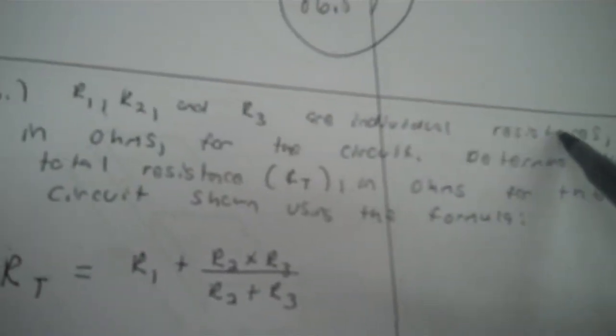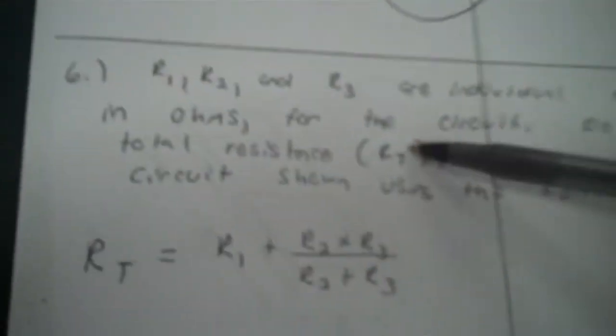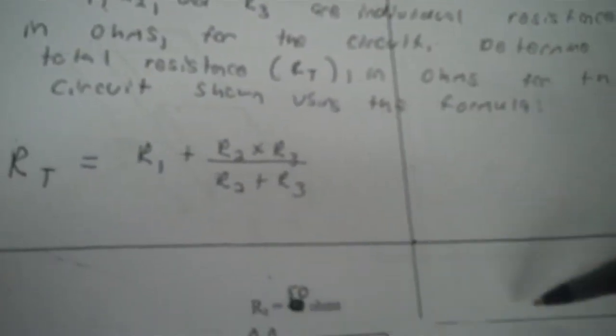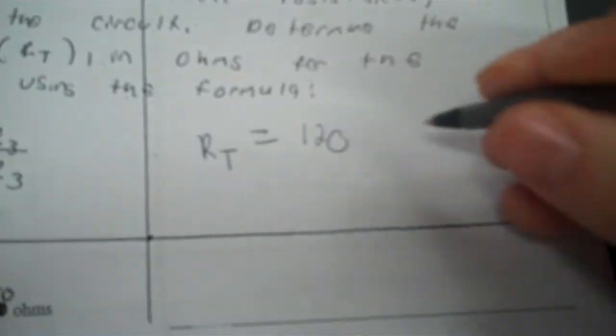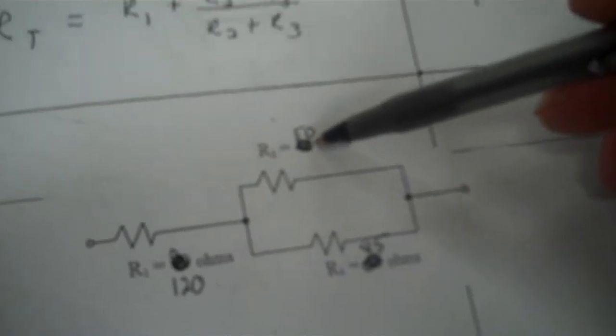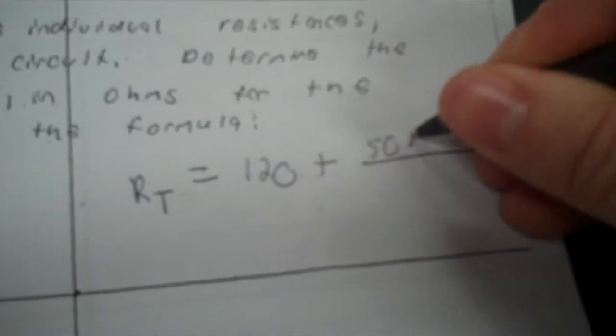Okay, electrical resistance. Here you have a circuit right here. R1, R2, and R3 are individual resistances in ohms for the circuit given. Determine the total resistance, it's called R of T, there's R of T, in ohms for the circuit shown using the formula. So we got to find the total resistance. So R1 down here is 120. That's not part of the fraction though. Now we get into a fraction, it's R2 times R3, so it'd be 50 times 85. On bottom, R2 plus R3, so it'd be 50 plus 85.